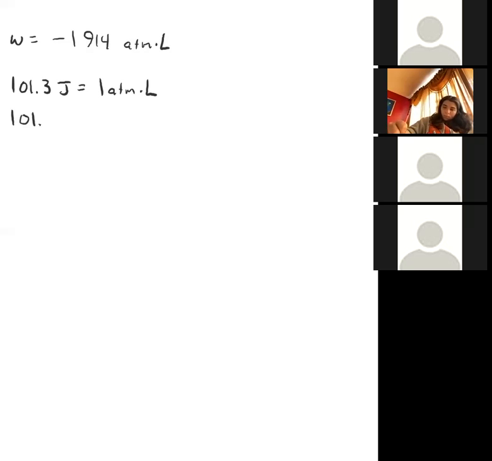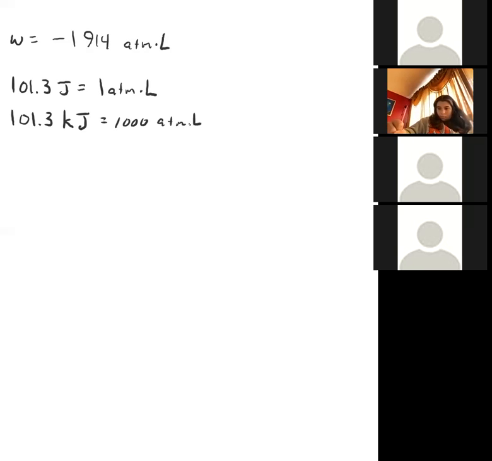So W, don't forget the negative. 1914 atmosphere liters. Here's the conversion that you need. The conversion is 101.3 joules is 1 atmosphere liter, or 101.3 kilojoules is 1,000 atmosphere liters.